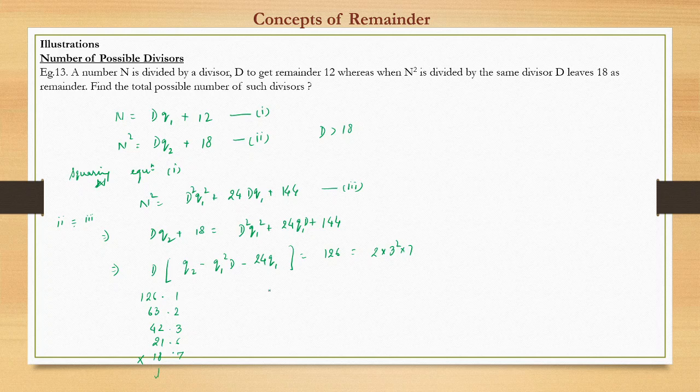So what are the possible values which d can take? d can take 126, 63, 42, 21. Further cases will be where d will be lower than 18, but we want d to be more than 18. So these are the possible cases. So the number of possible cases is nothing but 4. These are the four numbers.